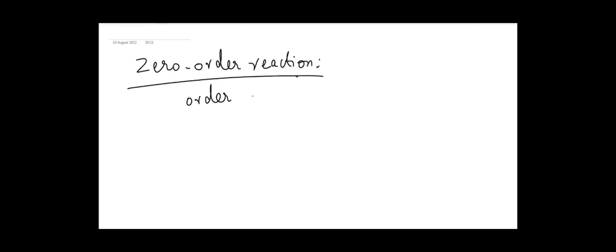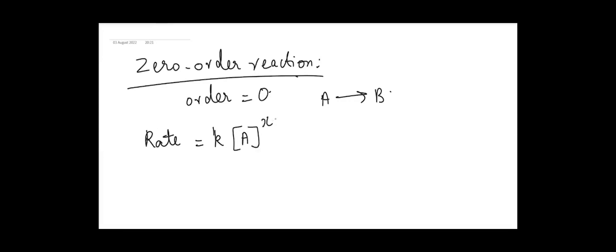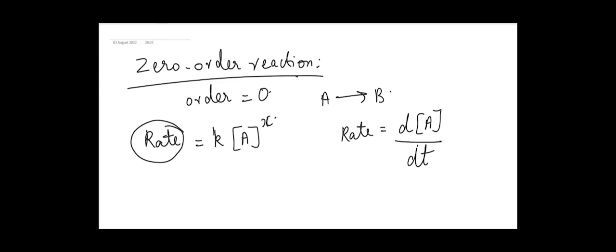So now let us look into what zero order reaction is. As the name suggests, zero order reaction is a reaction where the order of that particular reaction is zero. Now say for example, let us take this simple example. A gives B. According to the rate law, we can write its rate to be k times A power some X. Now this rate can also be written as the difference in concentration of reactant A with respect to time t.